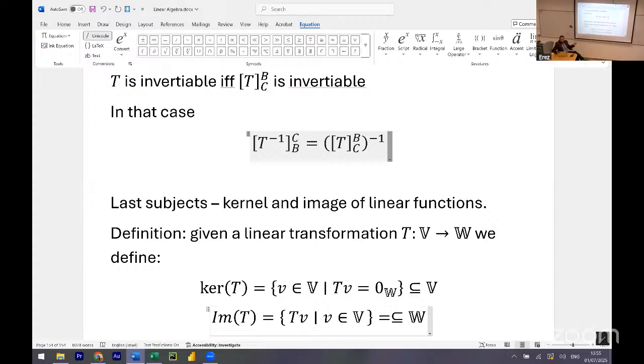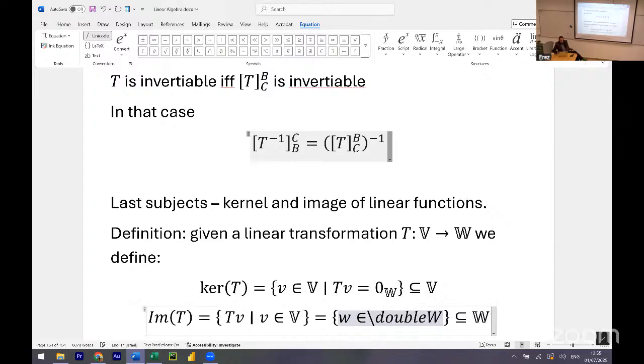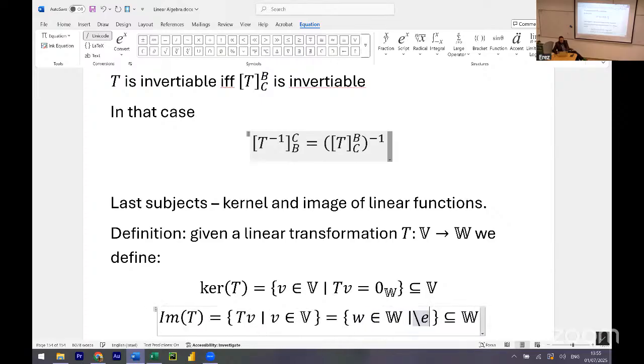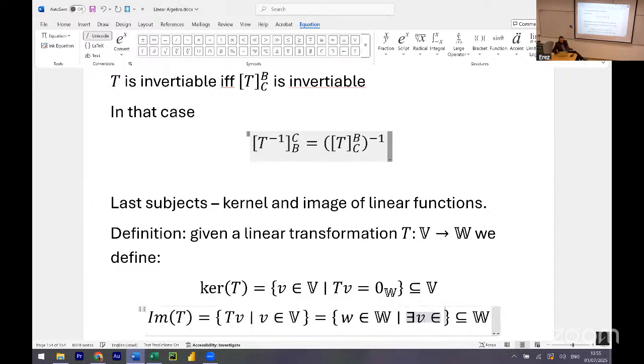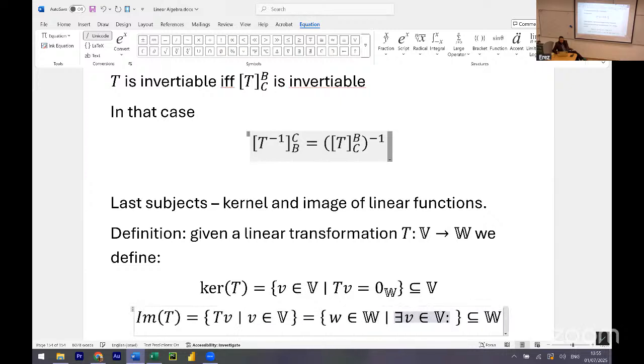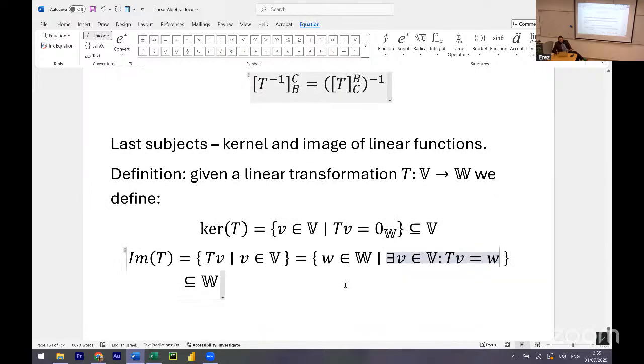Another way to describe it, an equivalent way, is all of the W within W such that there exists a V in V such that TV is W. So these two definitions are equivalent. It is exactly the same set. This is a set of all elements of the range which actually have a source element.